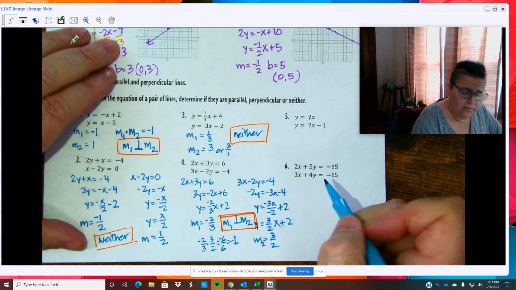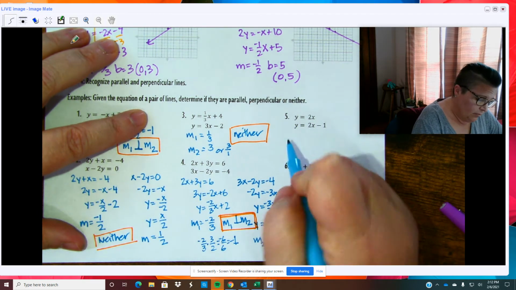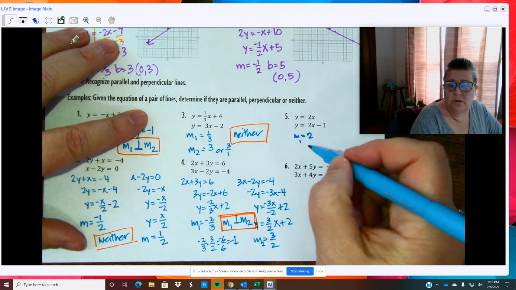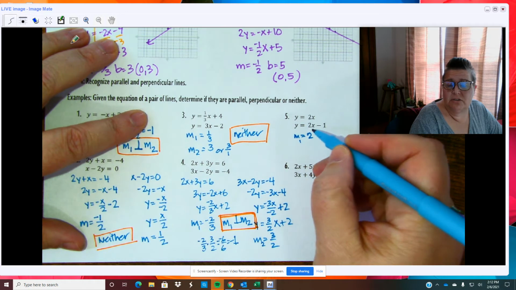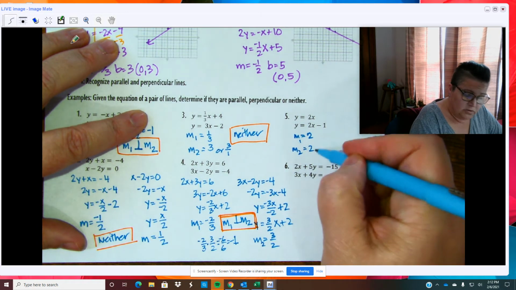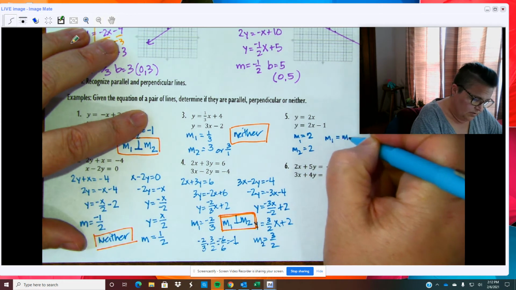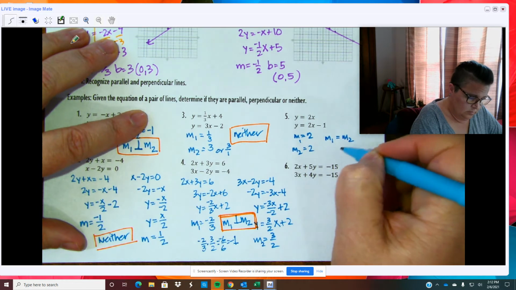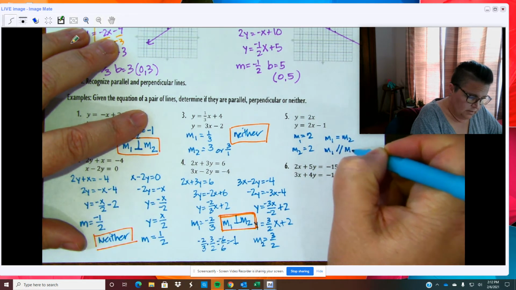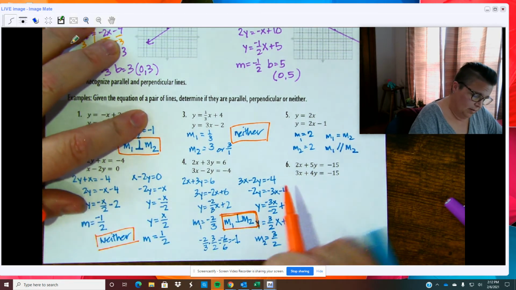Problem number 5. y equals 2x. That's y equals mx plus b. That's in the right format. So m is equal to 2. m sub 1 is equal to 2. The second one, y is equal to 2x minus 1. My m sub 2 is also equal to 2. Do you see how they're equal? m1 is equal to m2, which means that the slope m1 would be parallel to the slope of m2. When they're equal, you have parallel lines.